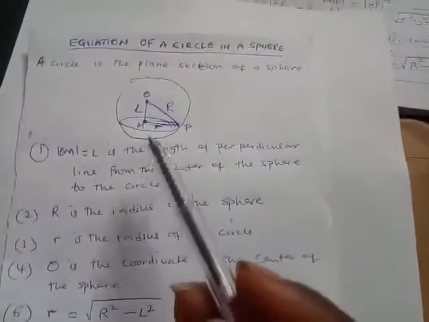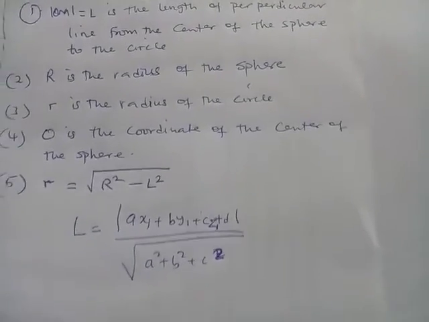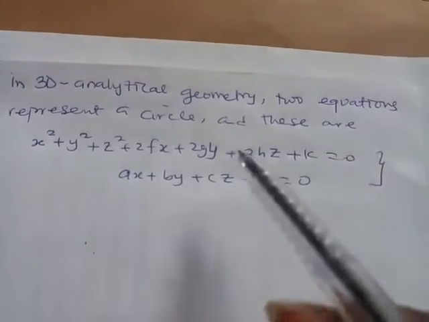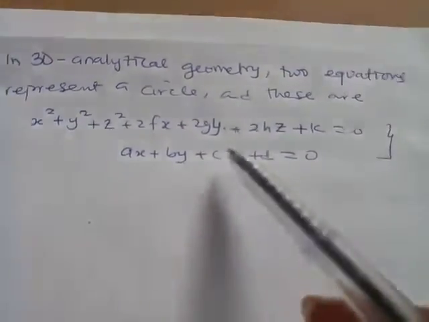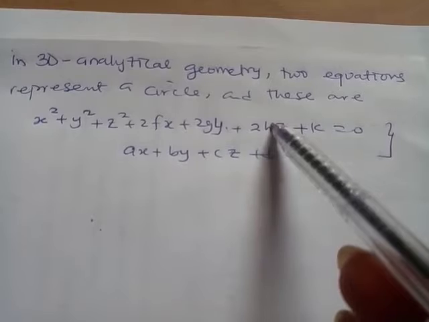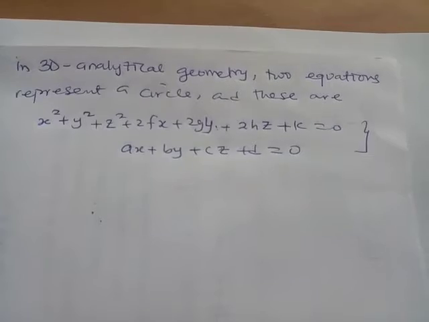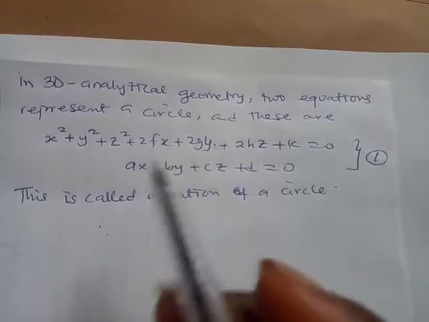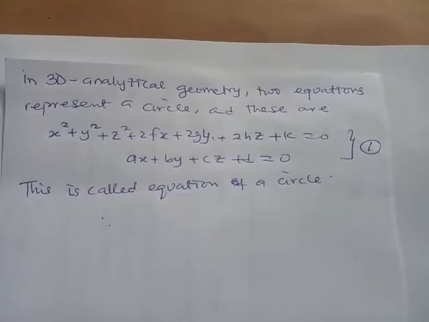Now we want to look for the equation of a circle. In three-dimensional analytical geometry, two equations represent a circle, and these are this and this. We know that this one is for a sphere and this is a plane. So when we have a plane and a sphere together, the two equations represent a circle. These two equations are called the equation of a circle.